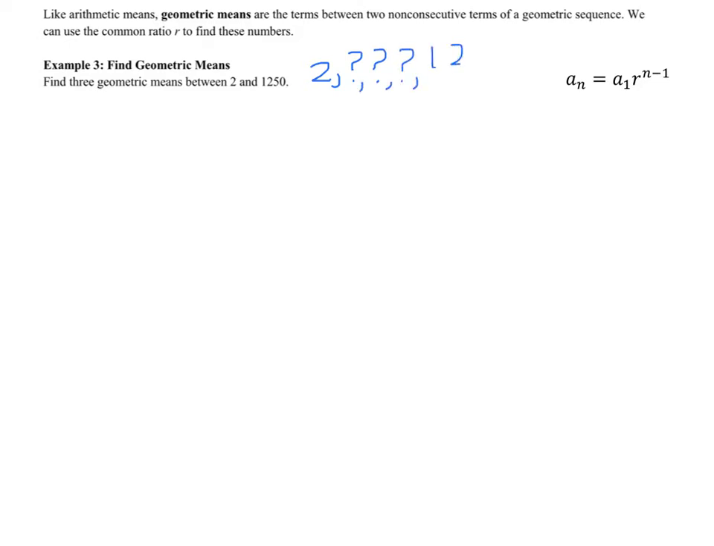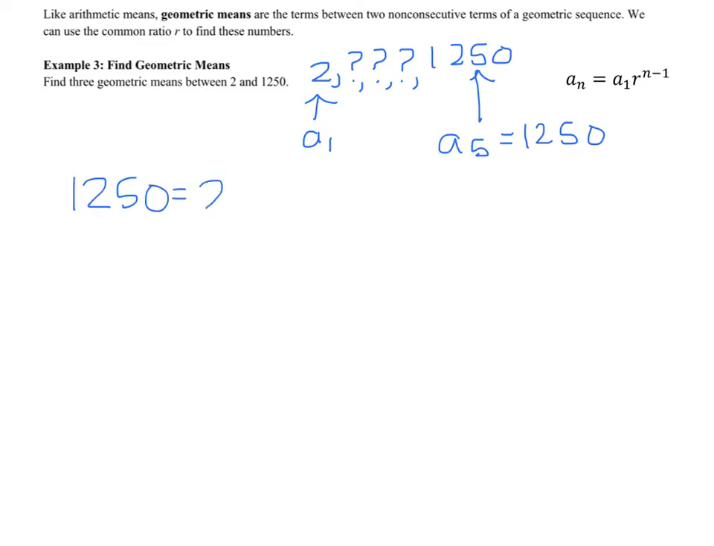between 2 and 1,250. So we know that 2 is a sub 1, and we know that our fifth term, a sub 5, is equal to 1,250. So we're going to take that information that we know, and we're going to find r. So we're going to have 1,250 equals 2 times r, which we're not sure what r is, all to the power of n, which is 5 minus 1.